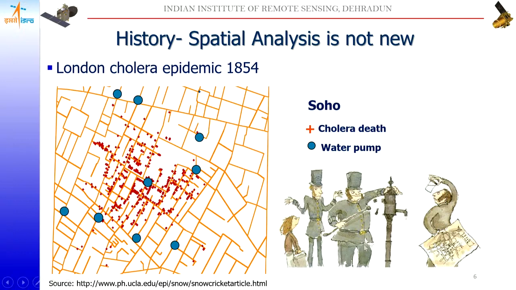So he informed the authorities, and the first step taken was to remove the handle of the water pump, and the death rates came down drastically. So this mapping is very useful for identifying, tracking, and then taking informed decisions. This was way back before the digital age, when the maps were drawn by hand.